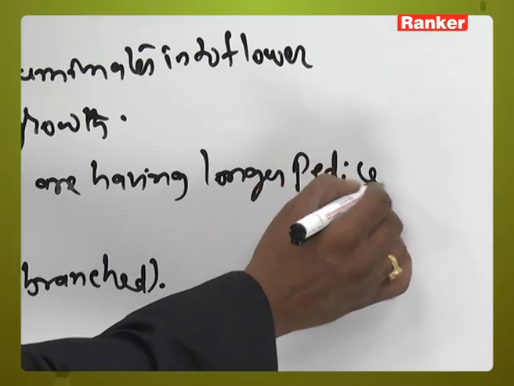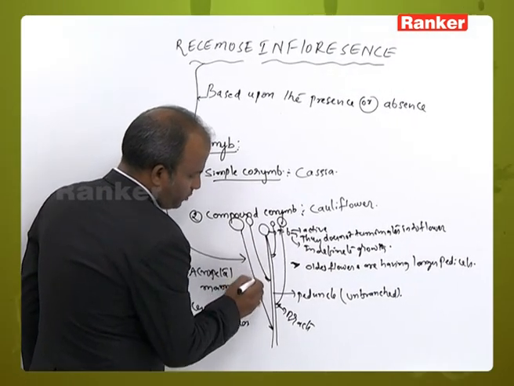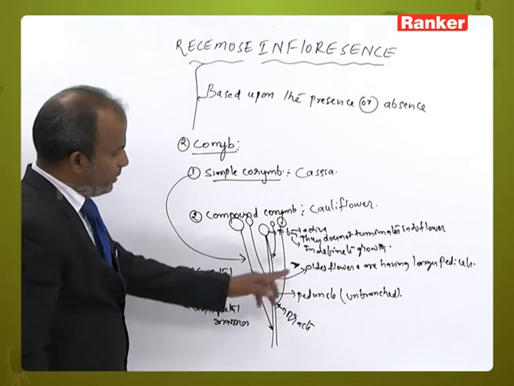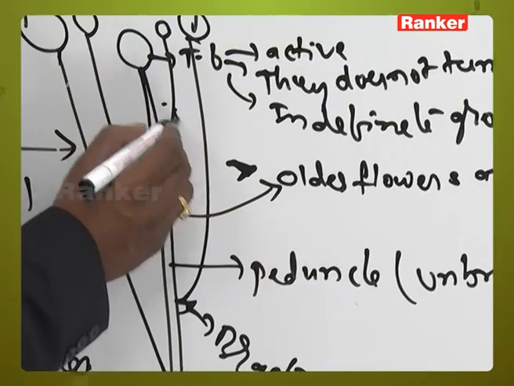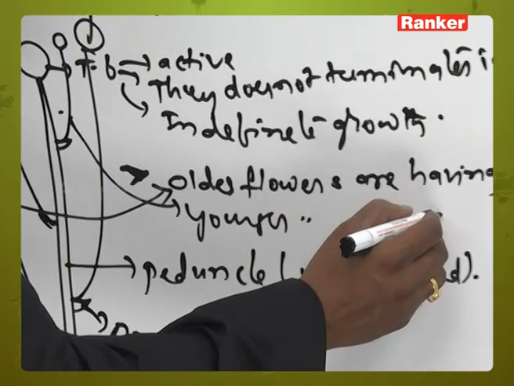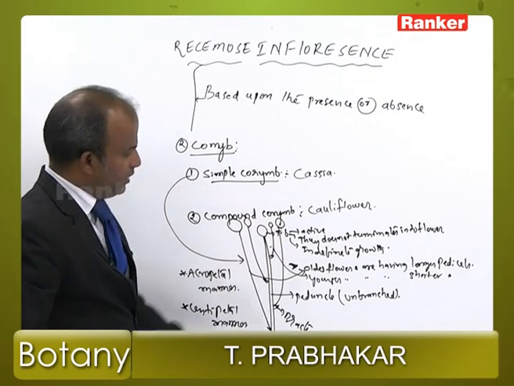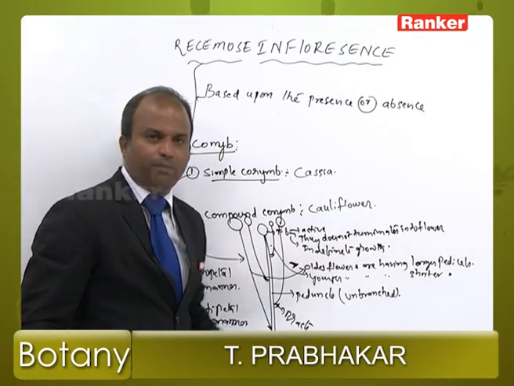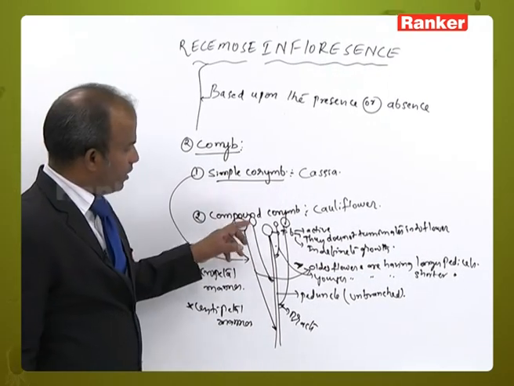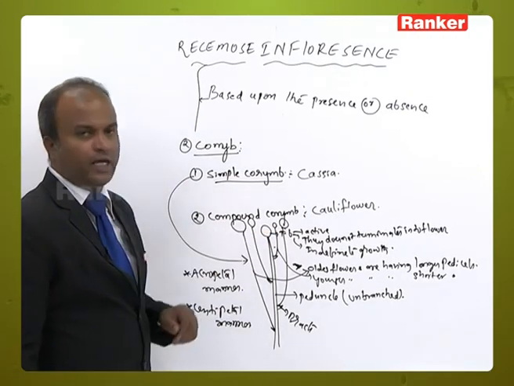Older flowers are having which one here? Longer pedicels. These older flowers are showing longer pedicels. But whereas younger flowers are having shorter pedicels, due to which all the flowers are arranged in the same height.